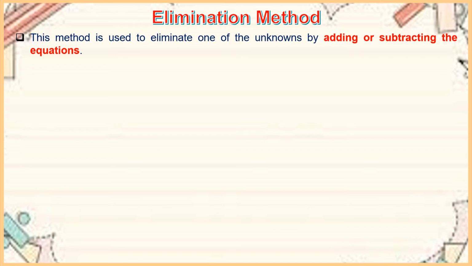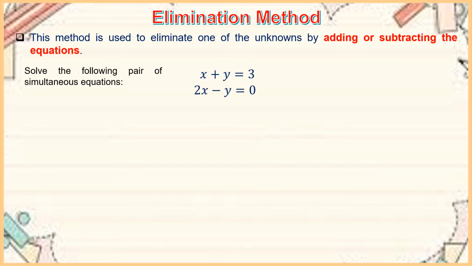So let us have the last method, which is the elimination method. This method is used to eliminate one of the unknowns by adding or subtracting the equations. Supposing we need to solve the following pair of simultaneous equations: x plus y is equal to 3, 2x minus y is equal to 0. So x plus y is equal to 3 would be equation 1, and 2x minus y is equal to 0 would be equation 2. So we need to add equations 1 and 2.